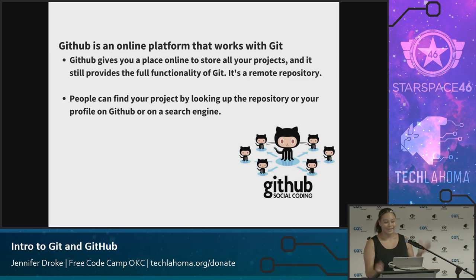So GitHub. GitHub is an online platform that works with Git. GitHub gives you a place online to store all your projects, and it still provides the full functionality of Git. So basically, when you'd have a repository on your computer that you made with Git, and it's like your file for your project, GitHub gives you a place to have a remote repository on the internet to keep your project. And if you have a public repository on GitHub, people can find your project. You can find other people's projects by looking up the repository or from looking up your GitHub profile, either on GitHub or Google or something like that.